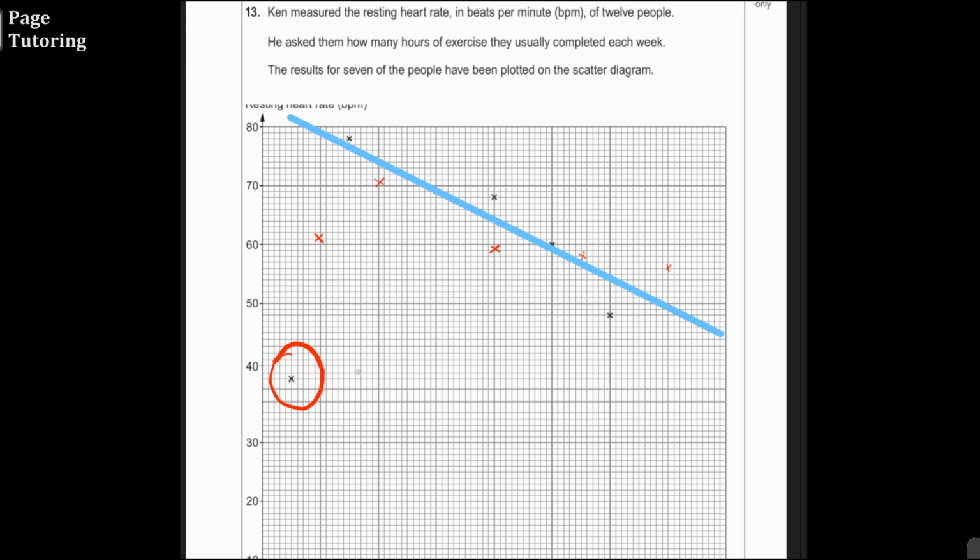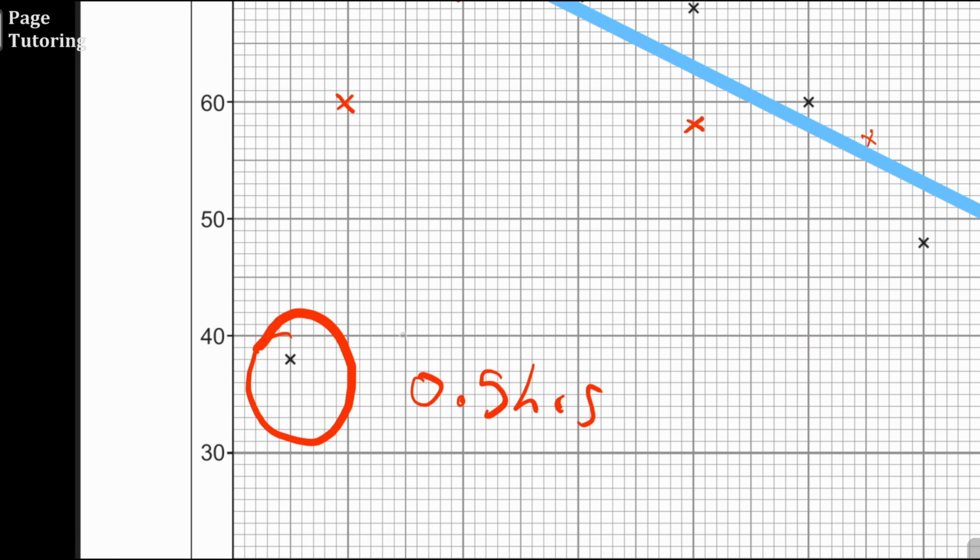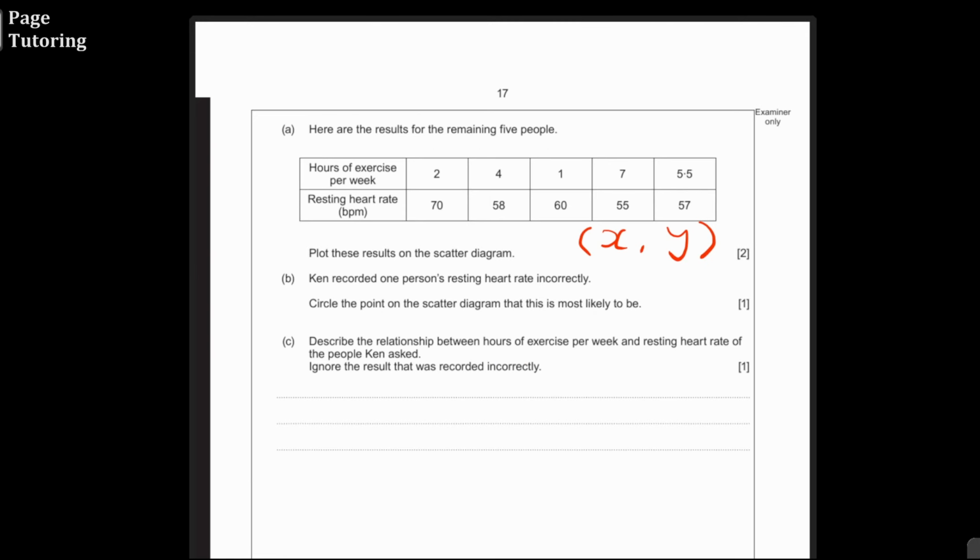So that point there is at about 0.5 hours and they have a resting heart rate of 48. So that's insane. That's like someone who's like an athlete. But they only exercise for 30 minutes in a day. They either have some sort of heart condition that's making their heart rate really low, or it's, as it says here, that Ken's recorded something wrong. So we've done that. We've circled on the scatter diagram where we think that is.